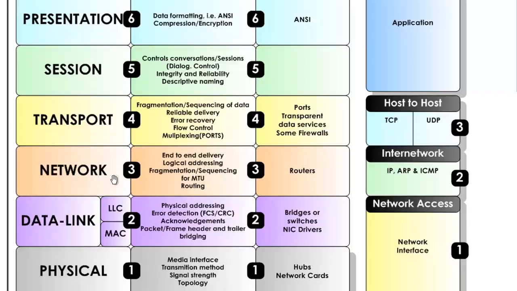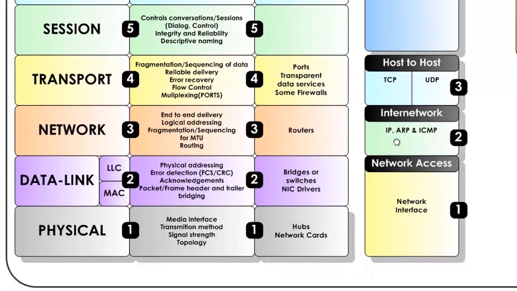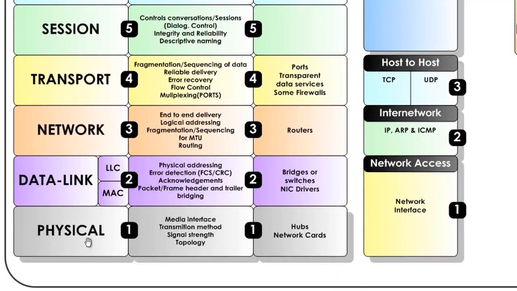And your network layer handles end-to-end delivery, that is, routing is end-to-end delivery, along with logical addressing, fragmentation for MTU and routing. Everything is taken care of by your internet layer. Here we have some protocols called IP, ARP and ICMP, that is Internet Protocol, Address Resolution Protocol and Internet Control Message Protocol. Then the two lowermost layers, the data link and physical layers, are combined in the network access layer. We already know about these 2 layers.